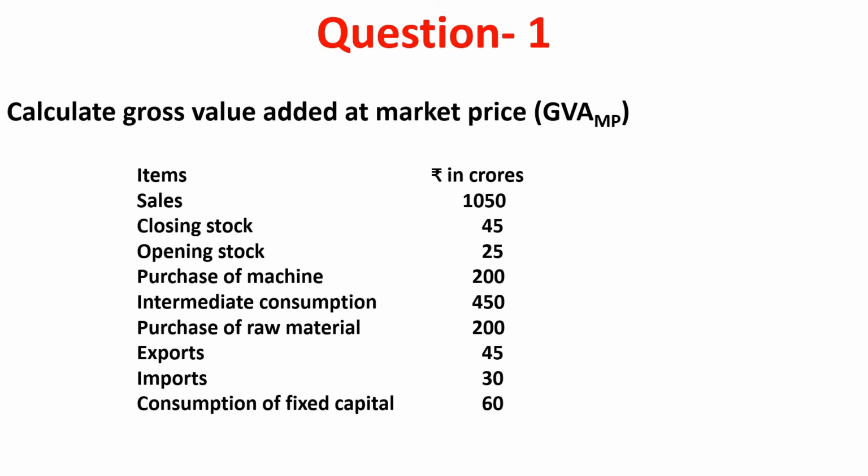Items and rupees in crores. Sales 1050 crores. Closing stock 45 crores. Opening stock 25 crores. Purchase of machine 200 crores. Intermediate consumption 450 crores. Purchase of raw material 200 crores, exports 45 crores, imports 30 crores, consumption of fixed capital 60 crores.